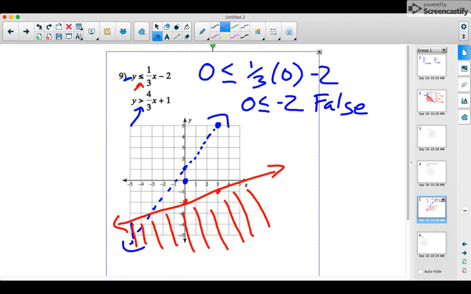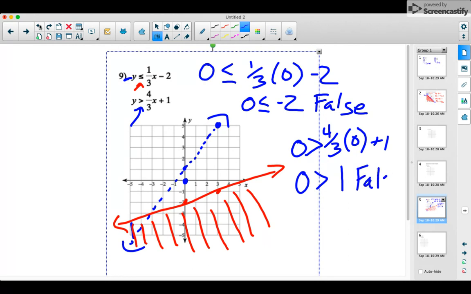Now I'm going to plug that same point into my blue equation and see what happens there. So I'll plug in 0, 0 over there. 0 is greater than 4/3 times 0 plus 1, or 0 is greater than 1. Again, it's false. So that means for the blue equation, the side with 0, 0, so this side of the line, is all false. So I have to shade on the other side of that line.